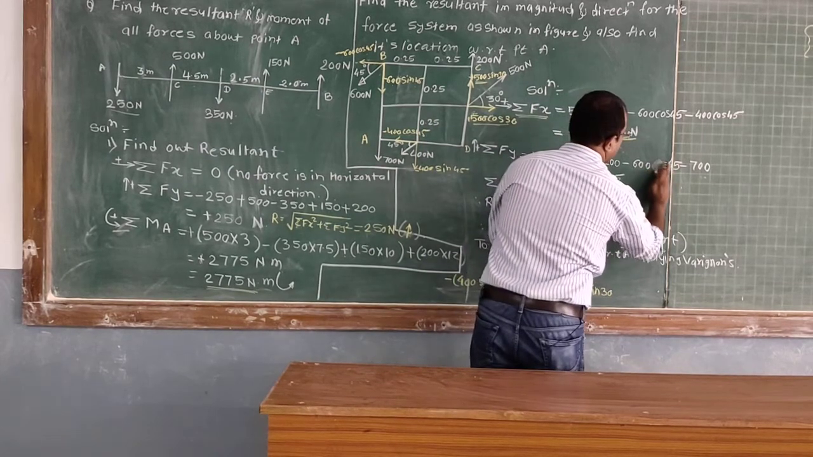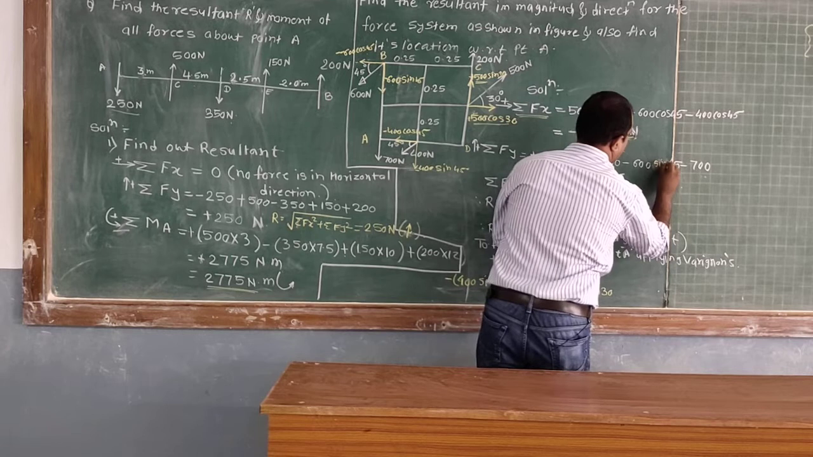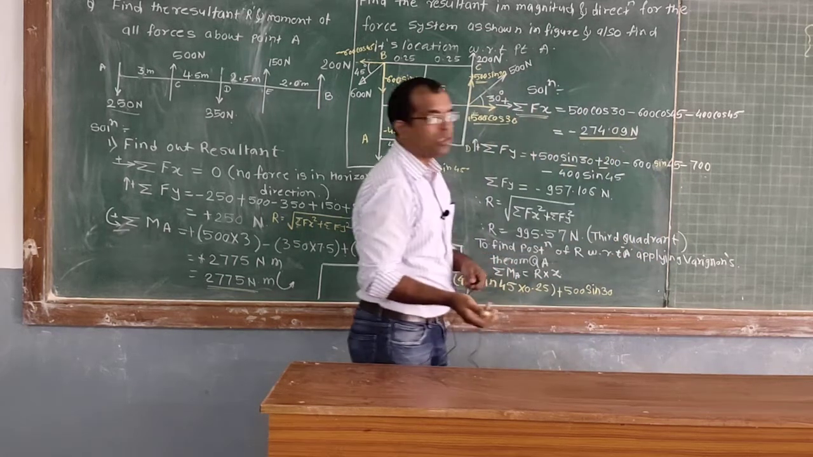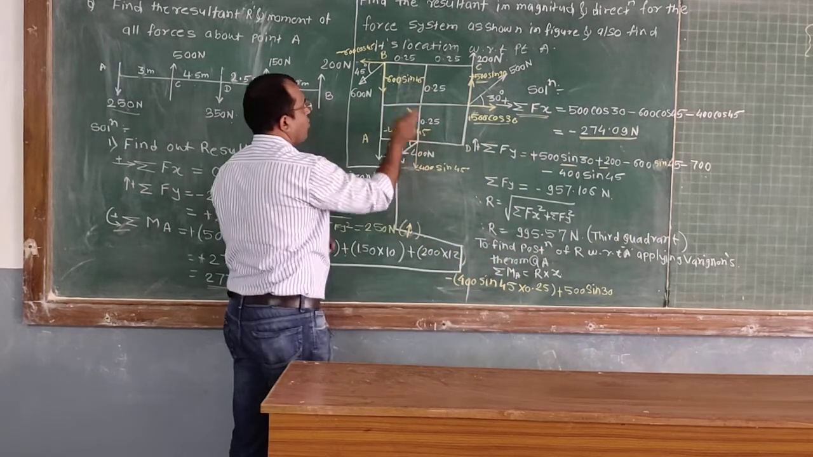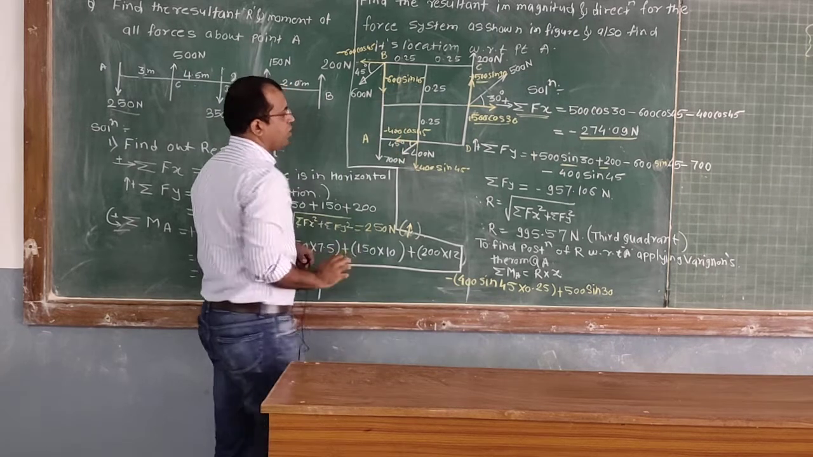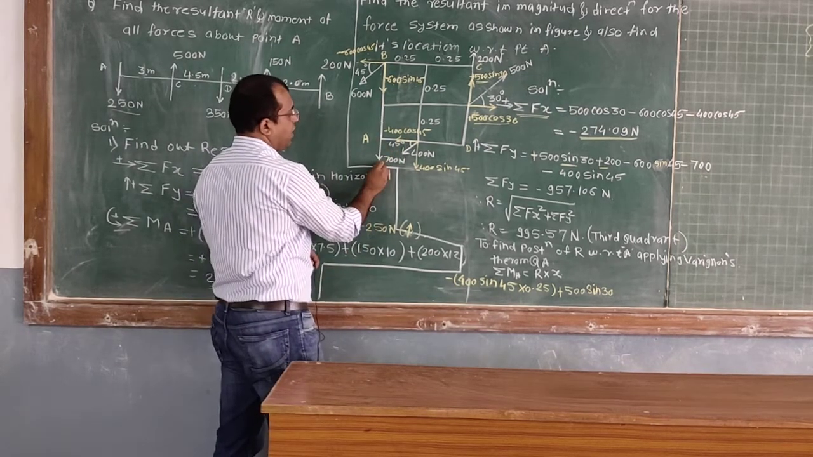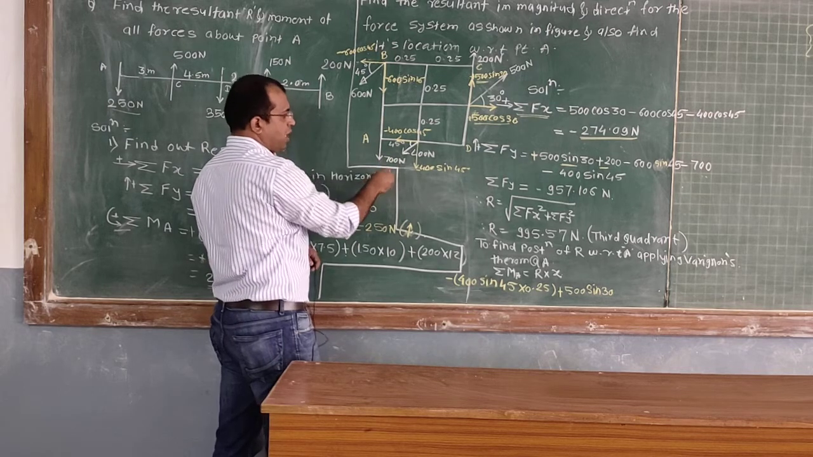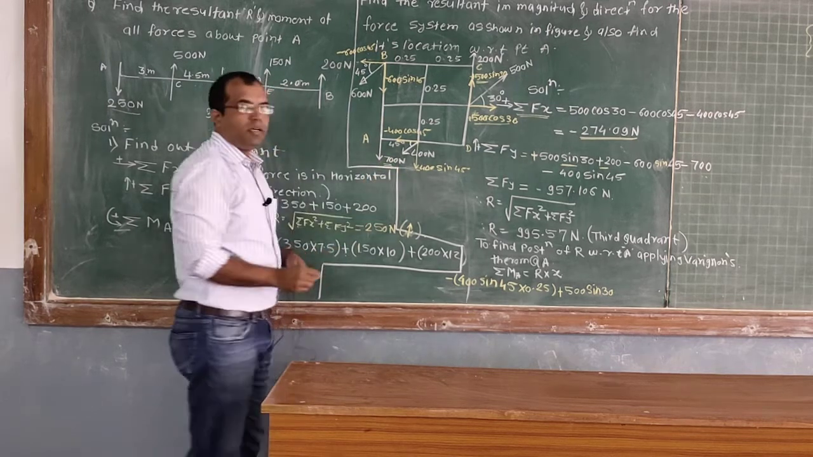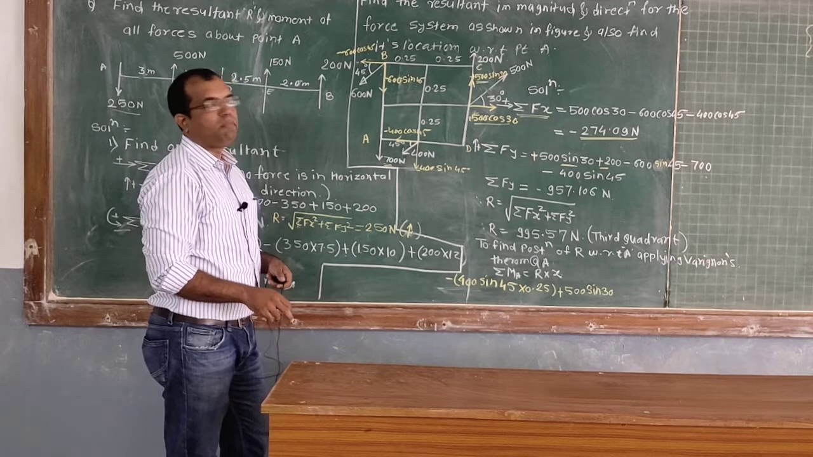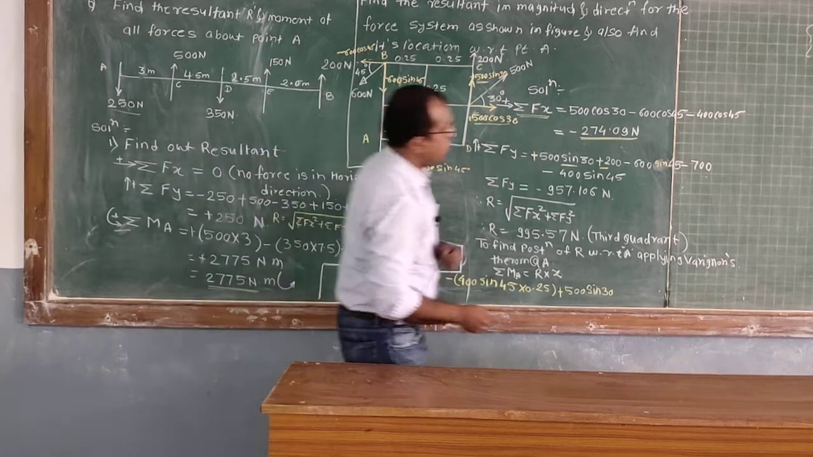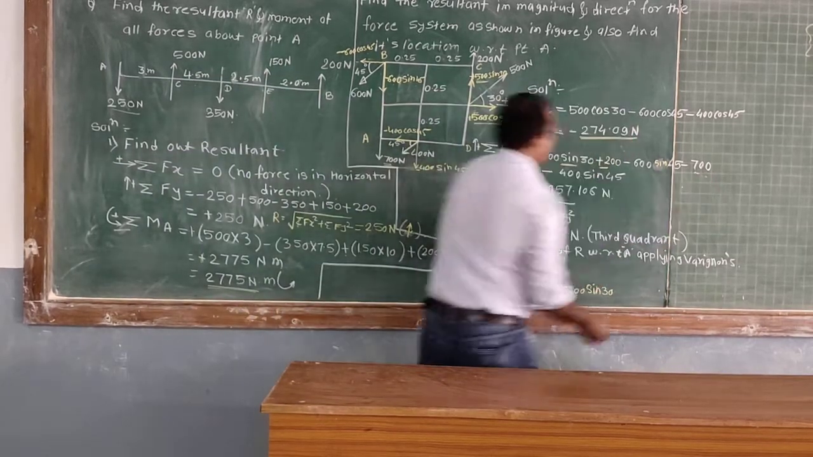Sine, instead of cos here it should be sine. Sine 45 and cos 45 are both the same. So minus 600 sine of 45. Then we come towards the next force. What is the next force? 700 Newton. It is vertically in the downward direction. Therefore, plus or minus? Vertical downward, yes, it is minus. So minus 700.